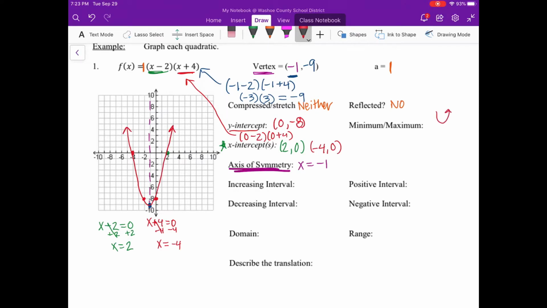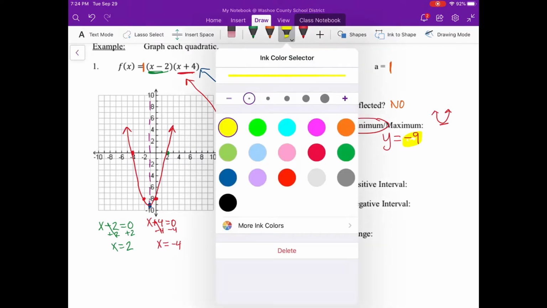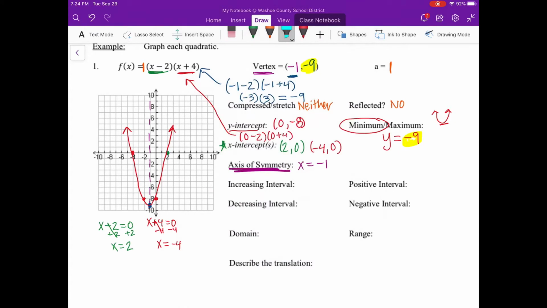Because my graph is opening up, I have a true minimum value. And that minimum value is based on the y value of my vertex. So we are at y equals -9. So remember, these should always match your either minimum or maximum value along with your vertex, as well as your axis of symmetry. Let me do that in a different color. So your axis of symmetry value and your vertex x value should also always match.